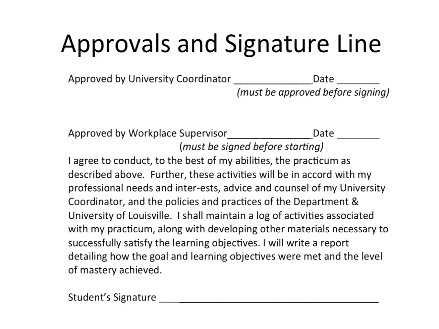You have an approvals and signature section. So this section, once completed, this contract is signed by me as the university coordinator, or whoever your facilitator or your instructor is for 540. Their signature is required.